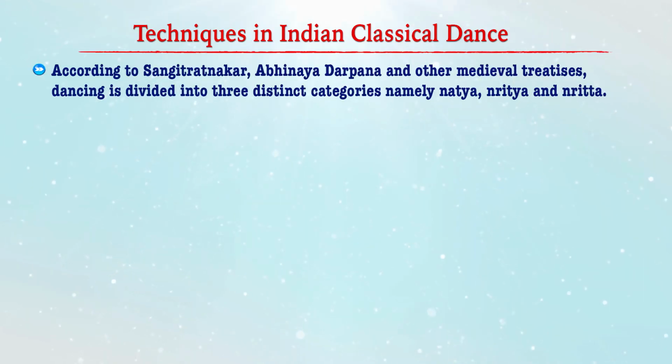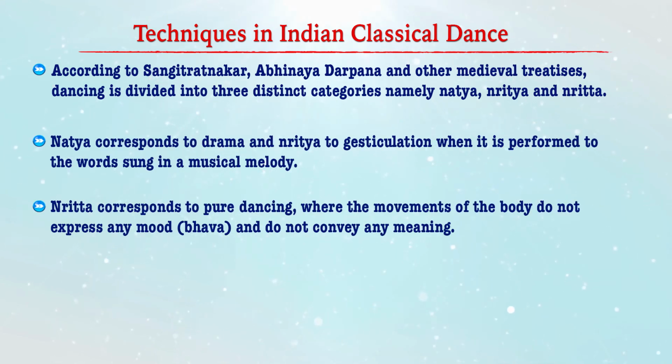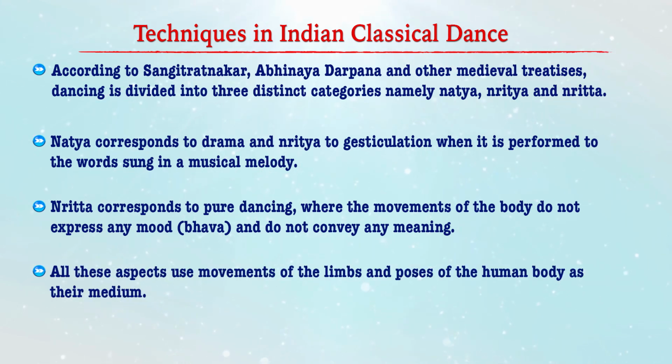Now, let us move to the techniques of dance which are mentioned in various literary sources. According to Sangeet Ratnakara, Abhinaya Darpana and other medieval works, dancing is divided, as I had discussed with you, into three major categories: Natya, Nritya and Nritta. Nritta corresponds to pure dancing, where the movements of the body do not express any mood, bhava, and do not convey any meaning. We use movements of limbs and poses of the human body as the medium.